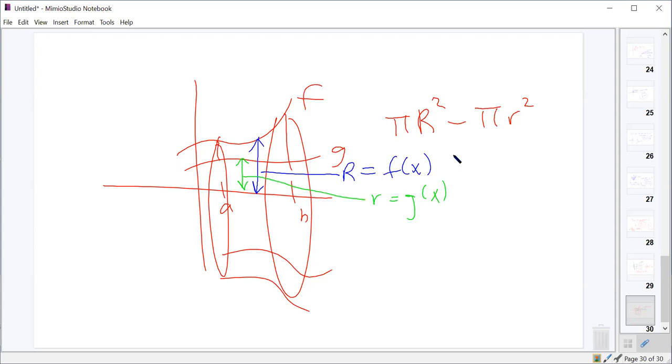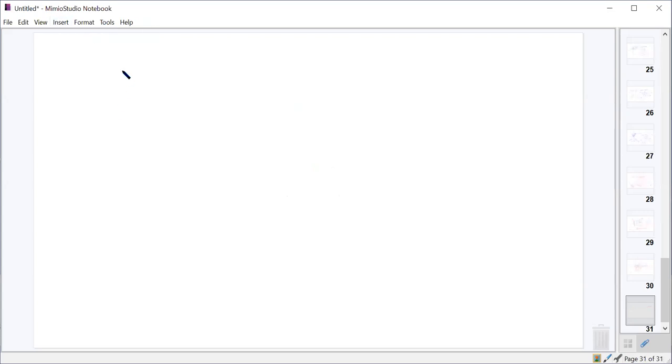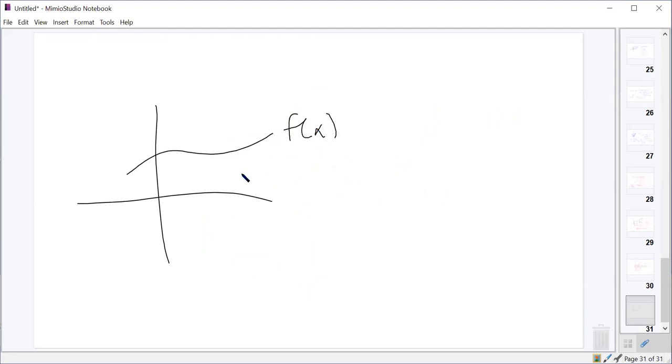Okay. We also might want to do this around, we'll talk all horizontal lines first, then we'll move over to vertical lines. We might need to revolve something around, let's say y equals f of x. And we want to revolve the section between that and the x-axis around the line y equals -1. Well, it's the same concept.